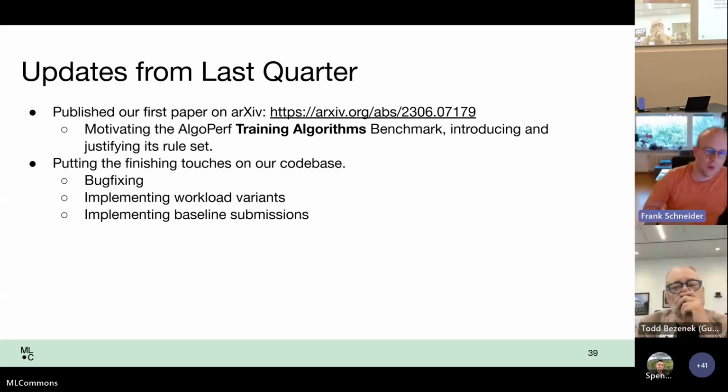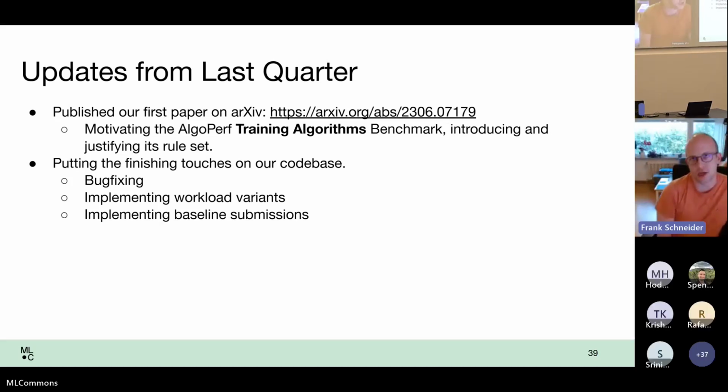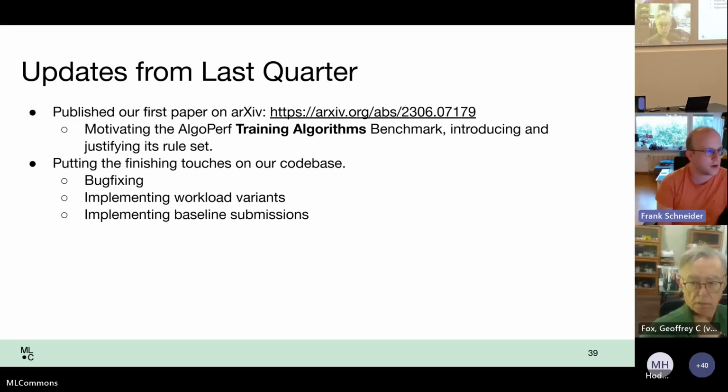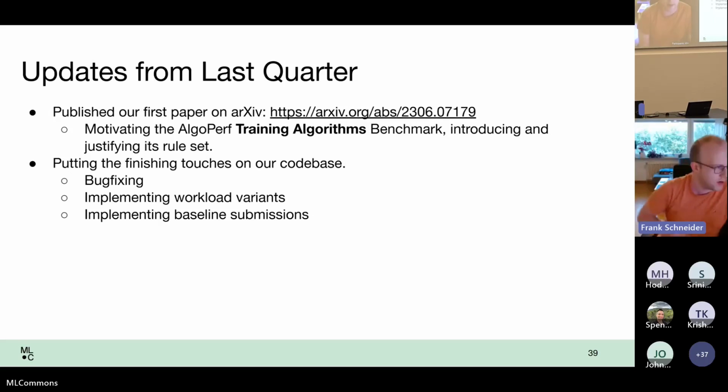So what we did last quarter was publish our first paper on arXiv, which basically motivates this training algorithm benchmarks, explains our rules, justifies all of our design choices, and provides some experiments with some baseline submission. We also put a lot of finishing touches on our code bases, trying to fix all the bugs, implementing the workload variants, implementing baseline submission, and so on. Unfortunately, we're still not quite done with that.